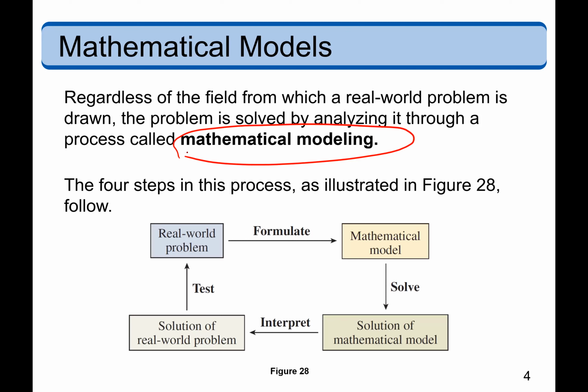So first of all, there are 4 steps in this process. You come up with a real world problem, you formulate the problem, then after that you come up with a mathematical model to model this particular problem. Then you solve using the mathematical model, and after that you try to interpret it using the real world concept. So that's basically the process of mathematical modeling.